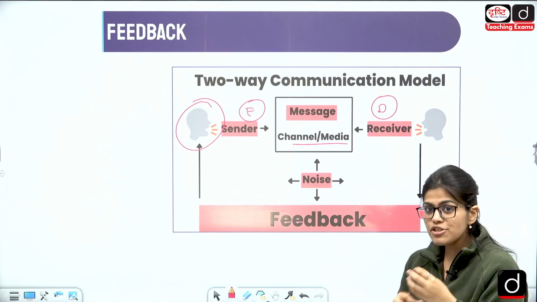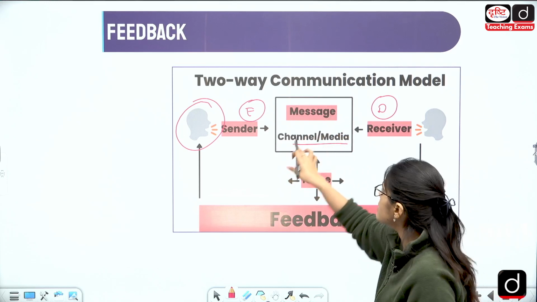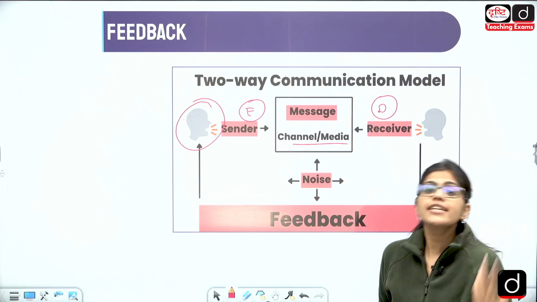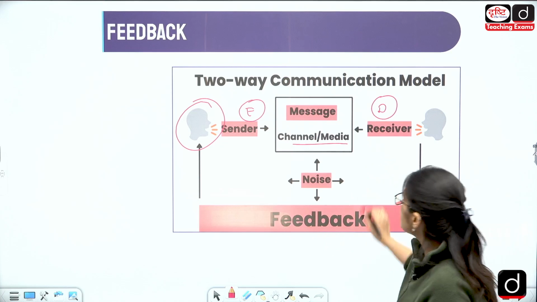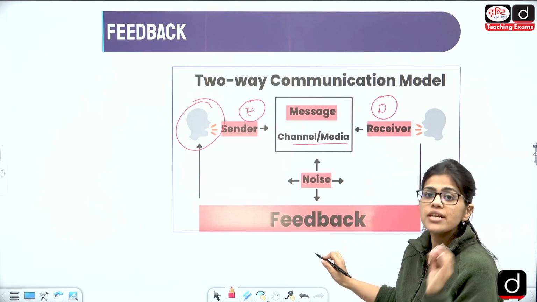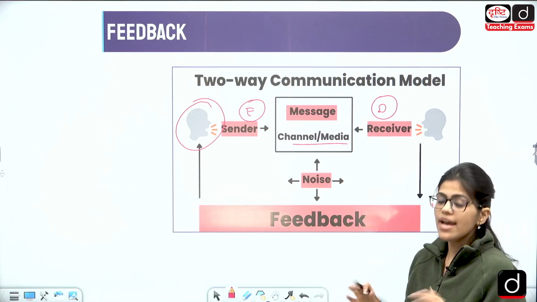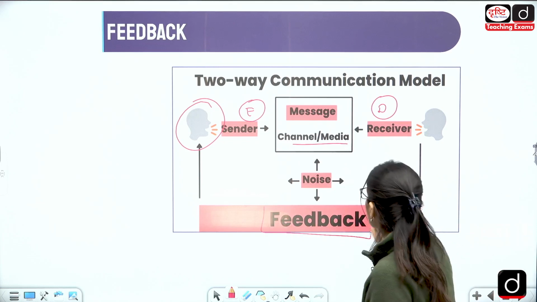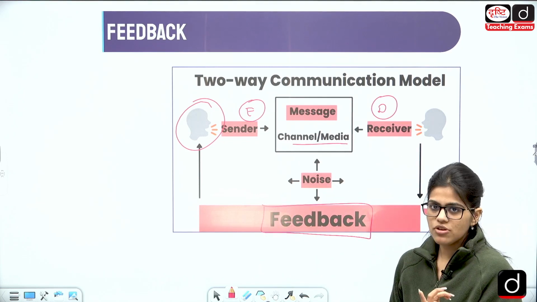Sender will package the message, encode the message, will send the message via some medium to this receiver, and the receiver will decipher, decode, try to understand the message. Without the feedback, the message is never completed. So this receiver will tell the sender कि okay, I have received the message, I have understood the message. So this is the role of the feedback. Feedback will complete the cycle of the communication process.